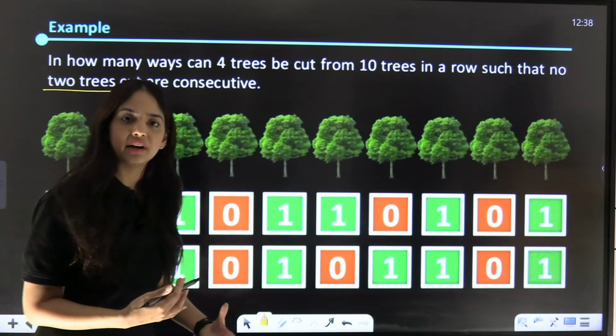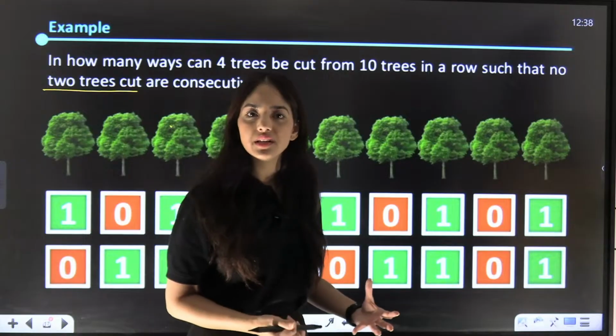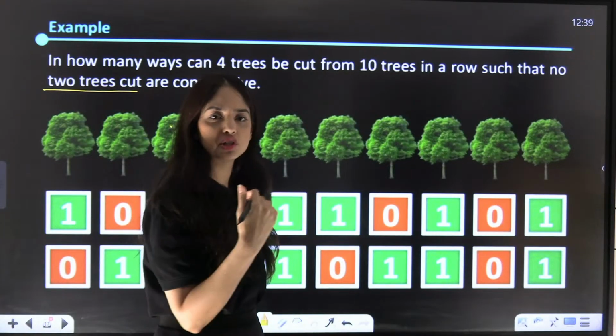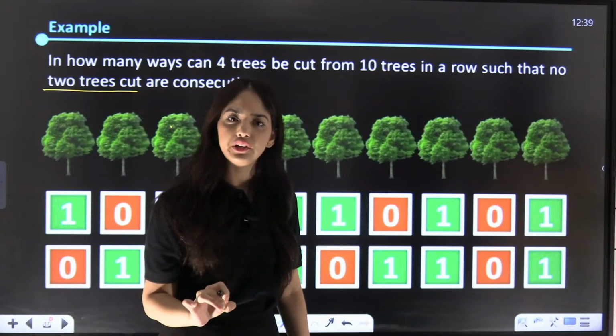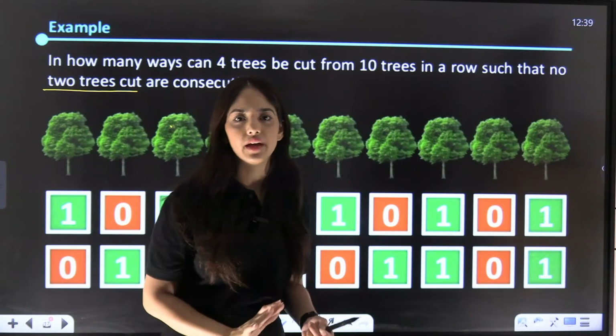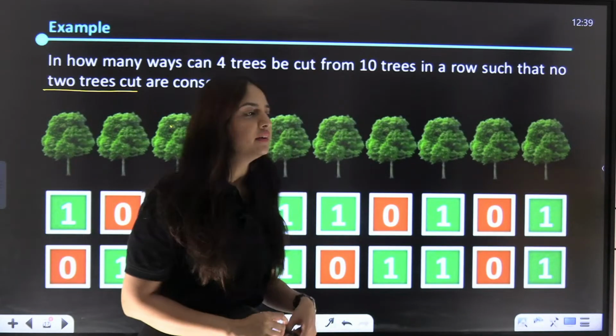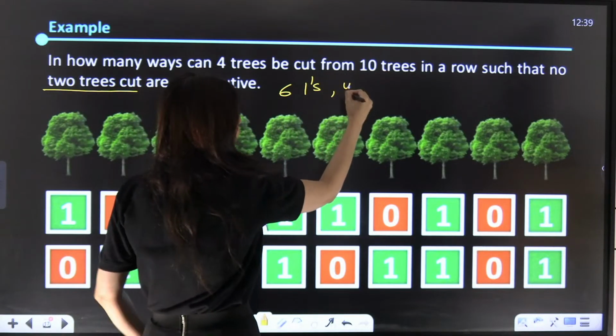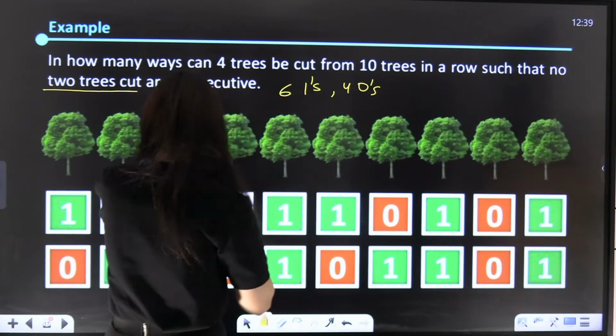Another way of looking at this problem is, we are assigning 0 to the tree which is being cut and 1 to the tree that is still going to be there. Okay, so that means we are going to have 6 ones and 4 zeros.